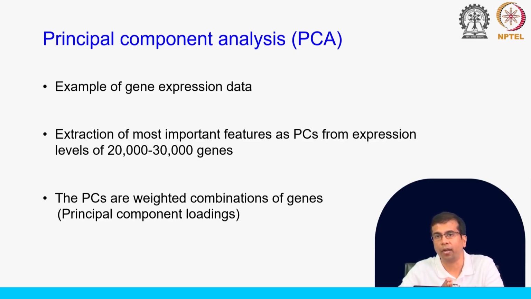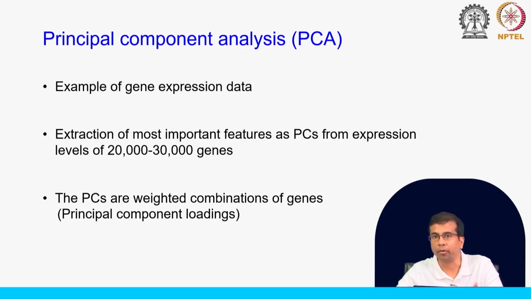So, instead of the original variables, right, original features which are the genes in this gene expression data set, we transform the data in such a way that we end up with something called principal components, which are linear combinations of the original features or genes, right. So, these principal components are calculated based on some weighted combinations of the original features.